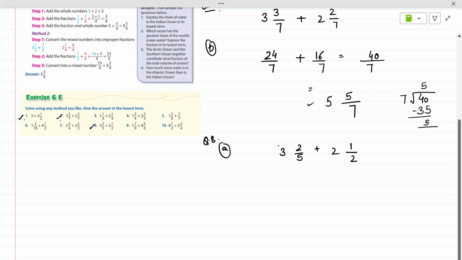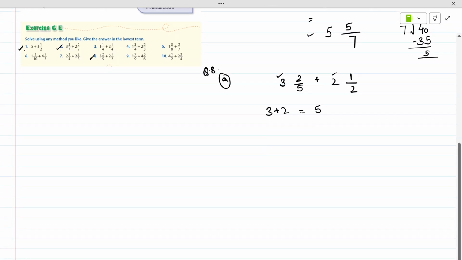So let us add the whole parts first. In the whole parts we have 3 plus 2, which will give us 5. And now let us pick the fraction parts. The fraction parts are 2 by 5 and 1 by 2. So kids, if we see here, these are unlike fractions. So that means we have to make them like first.